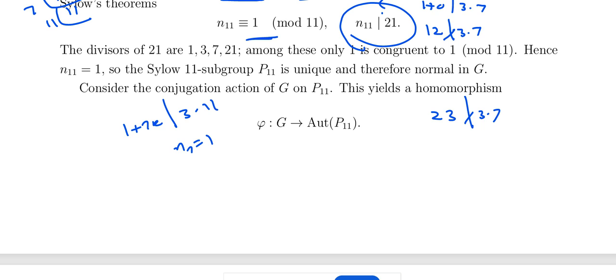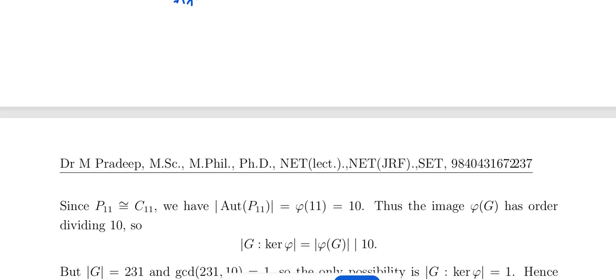So the 11 Sylow subgroup, which I name P11, is unique and therefore it is normal in G. So the conjugation action of G on P11 yields a homomorphism pi from G to the automorphism group of P11. I will try to prove this belongs to the center of G.